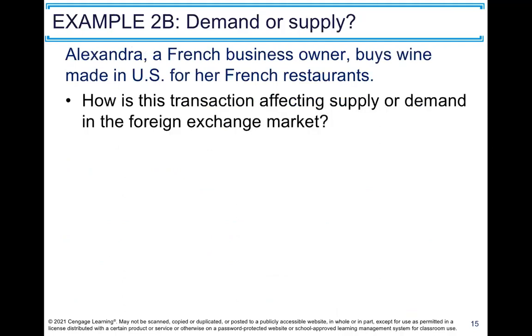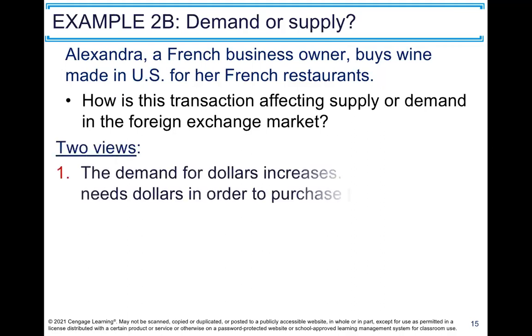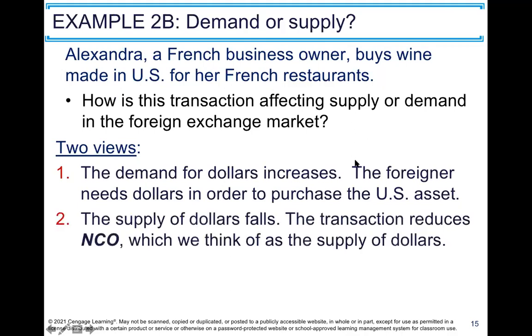Okay, so we can think of this again. Let's say that we have a French business owner who buys wine made in the U.S. for her French restaurants. We can again think of this two ways. One, the demand for dollars increases. This is going to be an NX story. Because we're selling American wine to the French, that means that exports go up, right? The foreigner needs dollars in order to purchase the U.S. assets, so demand for dollars increases, so net exports increase.